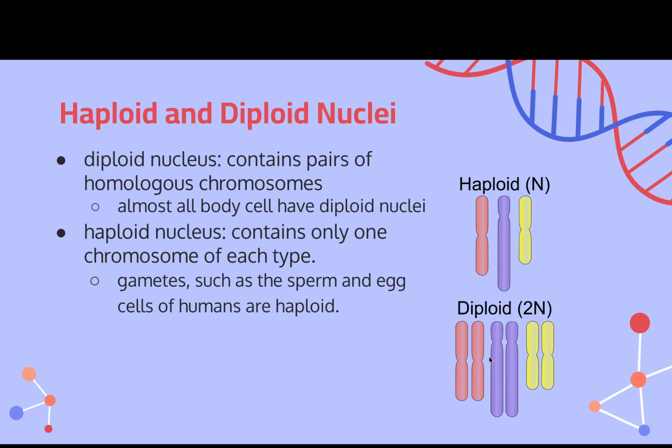causes mitosis instead of meiosis. But in haploid nuclei, there's only one chromosome of each type, and it's only in gametes, such as the sperm or the egg cells of humans. They're haploid, so they will undergo meiosis, and they basically don't have diploid nuclei. They have one chromosome of each type, and that's it.